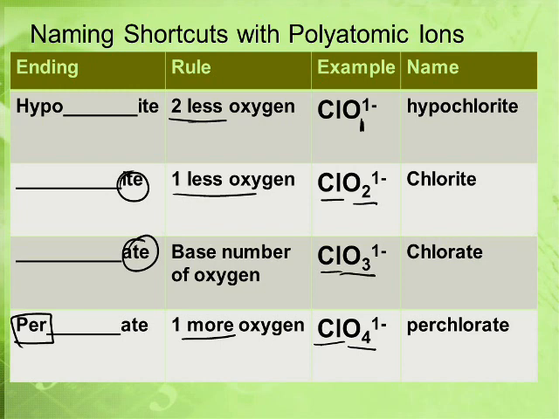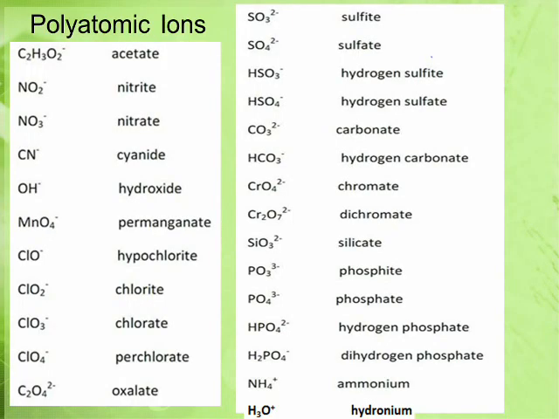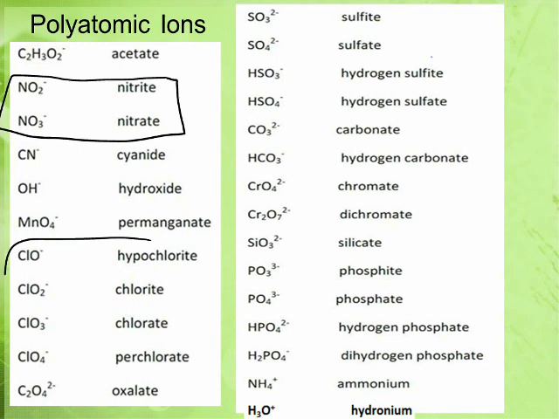And this is a chlorate right here. You ate the bigger one, you perchlorate the real bigger one because you're hyper. The itty one is the smaller one, and the hypo-itty, itty-bitty, is the itty-bittiest. So let's just look at these, nitrate or nitrite. The acetate is basically by itself. The cyanide, hydroxide, permanganate. These ones. Oxalate is by itself.